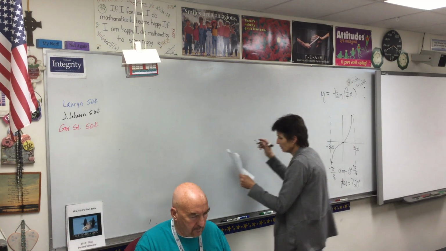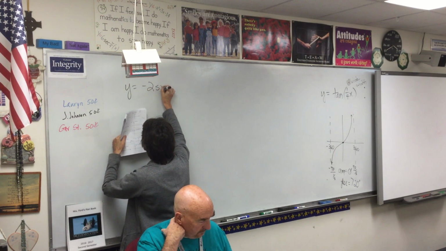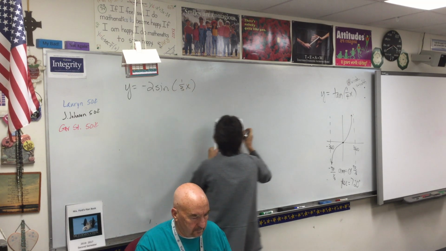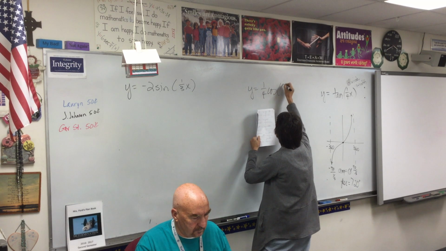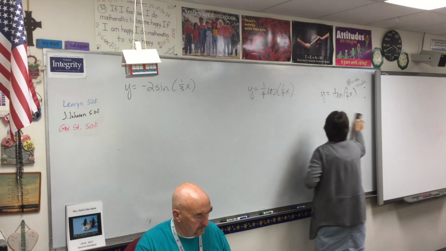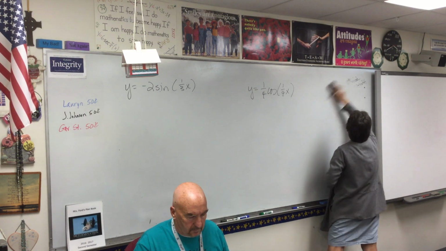Okay, now we're going to put it all together. So we have -2 sine 1/3 x. We have 1/4 cosine 1/4 x. And 2 tan 1/5 x.